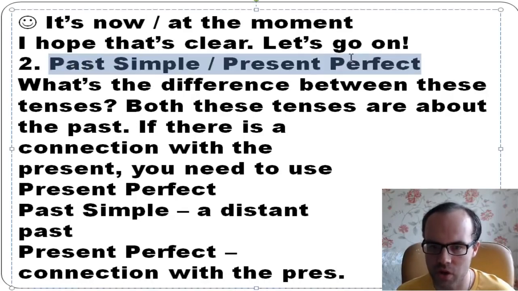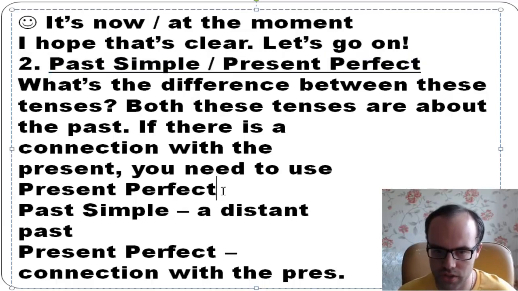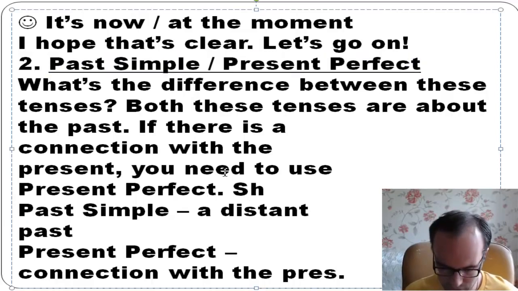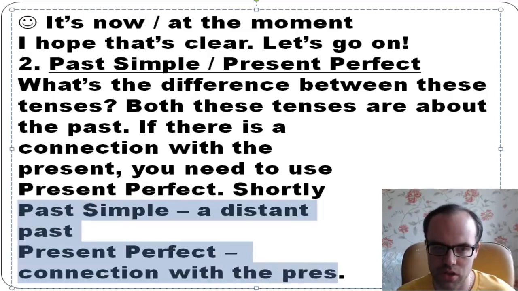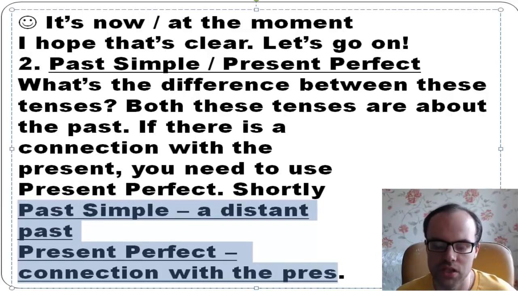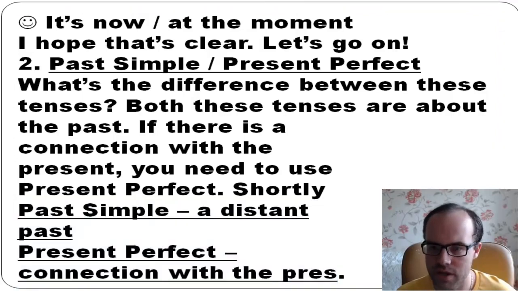Let's go on. Let's talk about past simple and present perfect. What's the difference between these tenses? Both these tenses are about the past. If there is a connection with the present, you need to use present perfect. So shortly, we can say the following. Past simple is a distant past, and present perfect is used if we see a connection with the present.